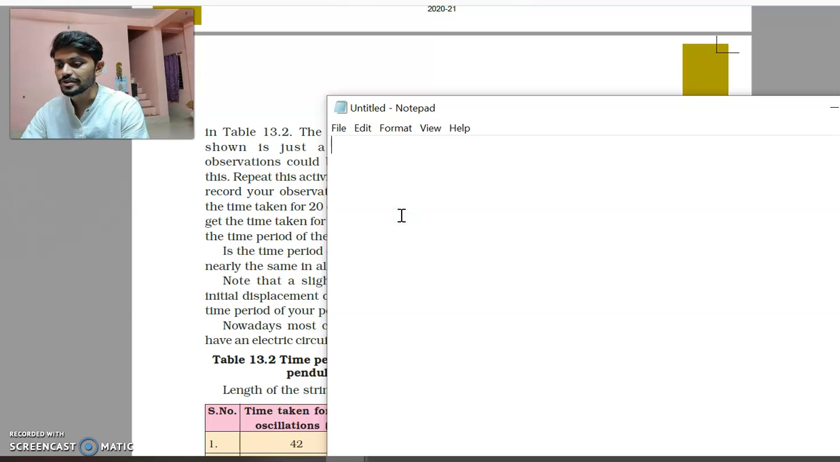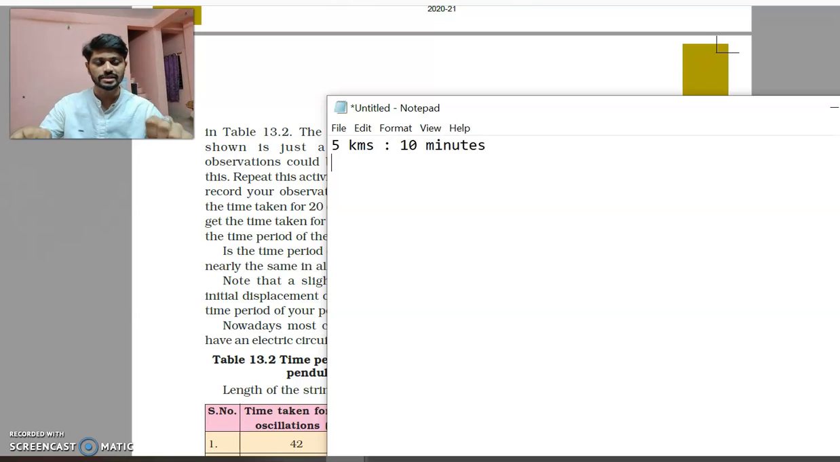Say for example, we traveled 5 kilometers in 10 minutes. We started the bike and reached school from my home. It took me just 10 minutes. But someone wants to take the unit as 1 year. So what would be my speed?